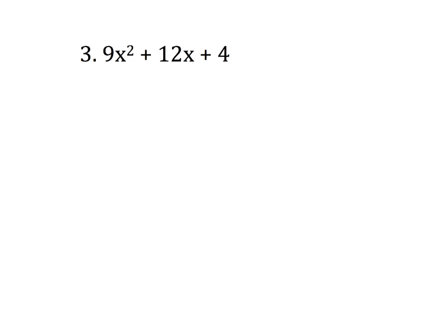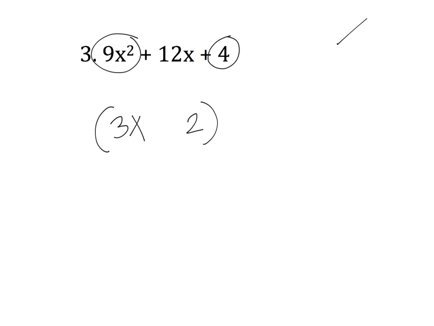Now let's see. Do we have 3 terms? Check. Can we square root the first term? What's the square root of 9? 3. And you see how the first term has a variable x to the power 2, so I give the number 3 just an x. Now let's look at the third term. Can you square root that? What's the square root of 4? It's a 2. So yes, I was able to check the second rule.